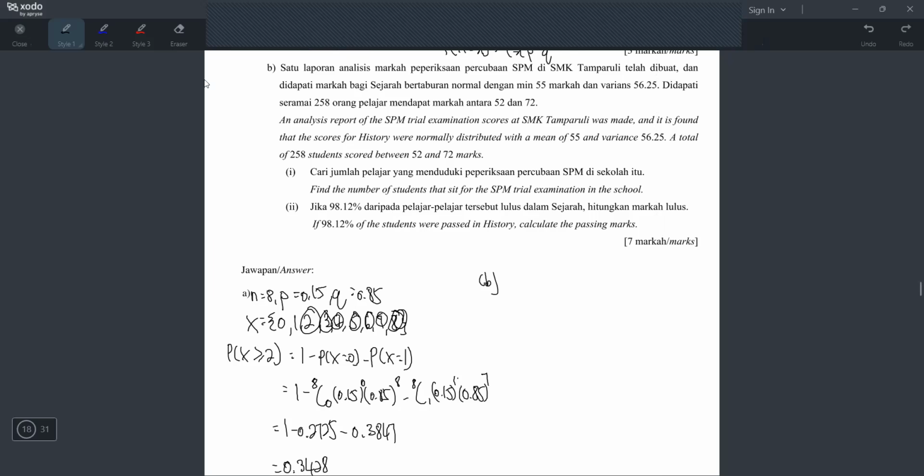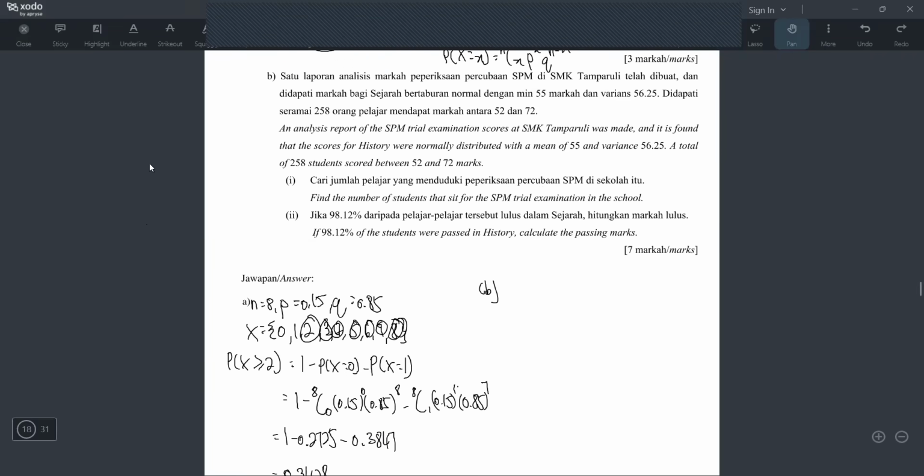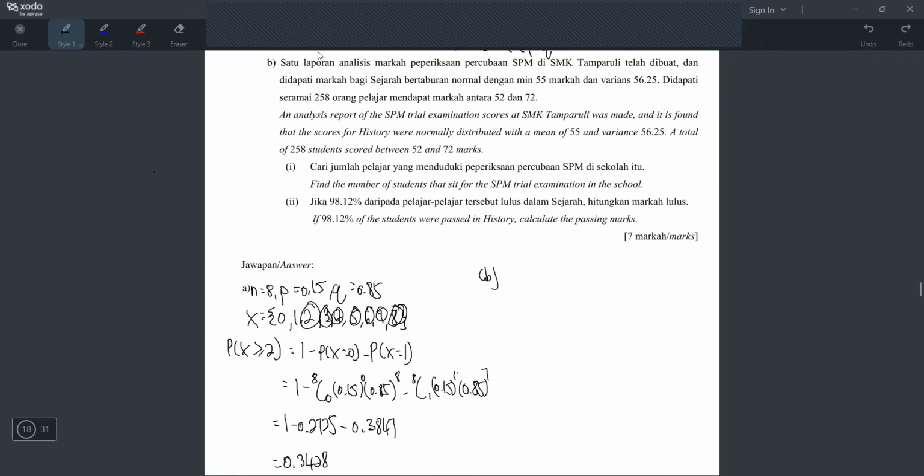So let's go. B. B is normal distribution. So it will have nothing to do with A. So you cannot use the A information here. This is like a new question. So everything here is different from A.